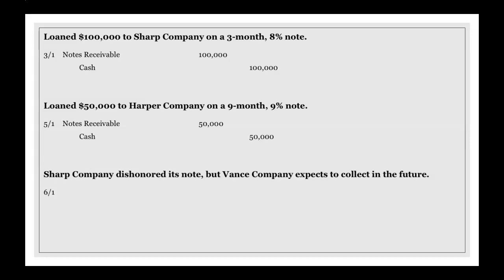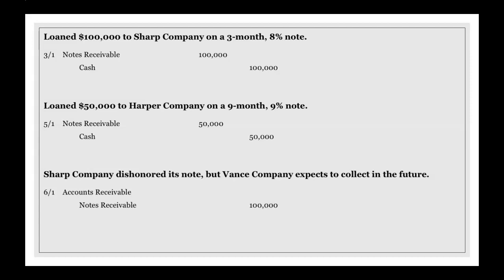Now, June 1st rolls around, and Sharp Company dishonored its note, but Vance Company, we are Vance Company, we expect to collect this amount in the future. So when they dishonor their note, that's just saying that they didn't pay it back when they were supposed to, right? So what we do is we turn that notes receivable into an accounts receivable. So we want to debit accounts receivable here. So we'll credit our notes receivable for $100,000, because that's the amount that we loaned to Sharp Company.